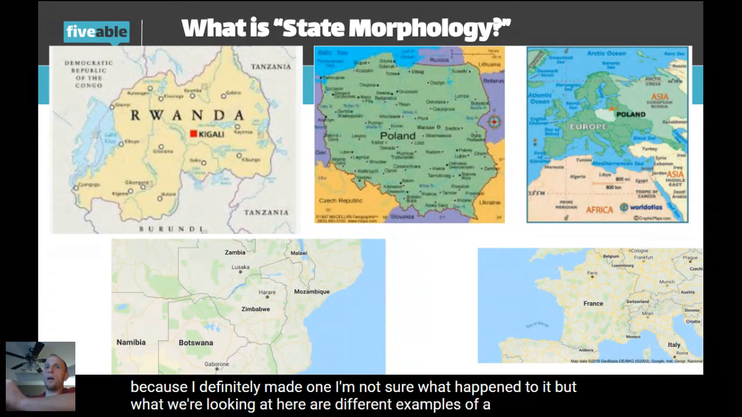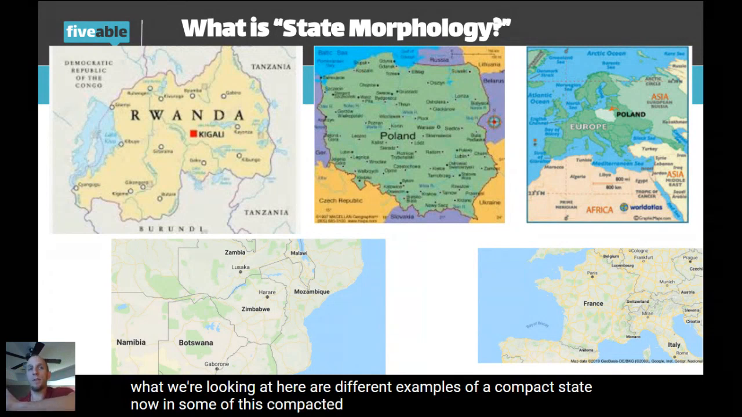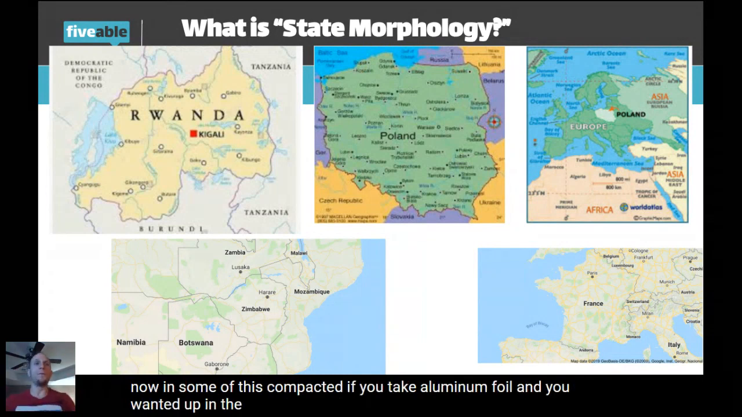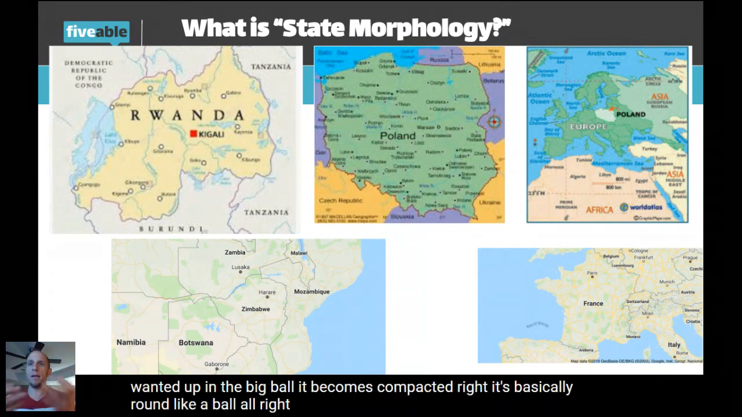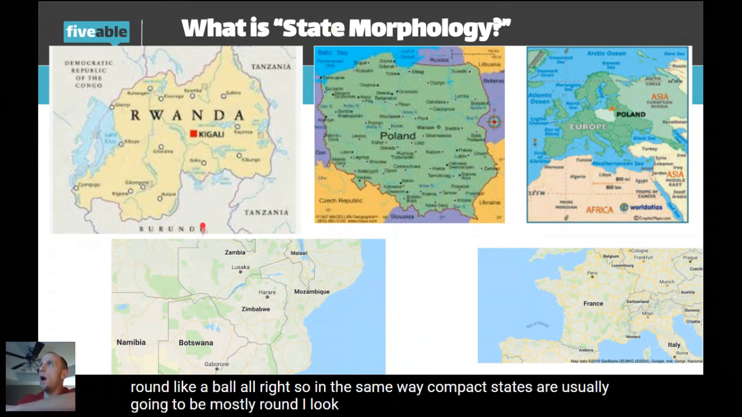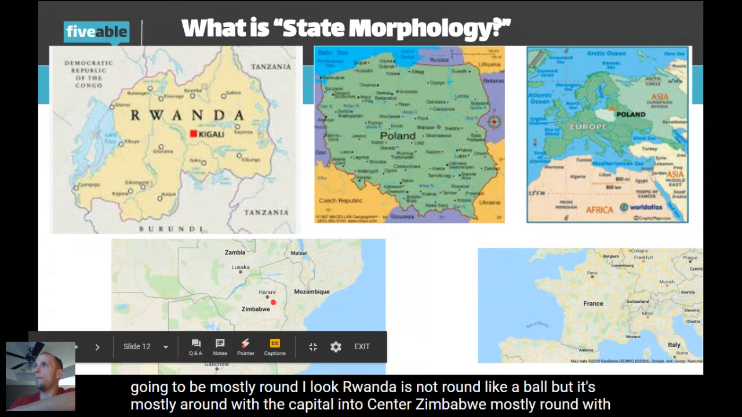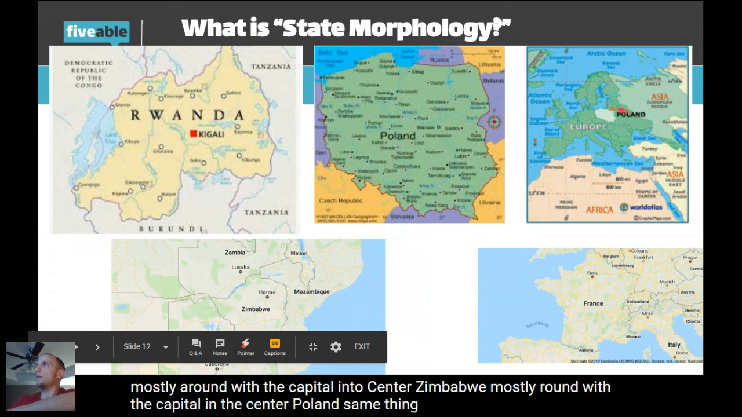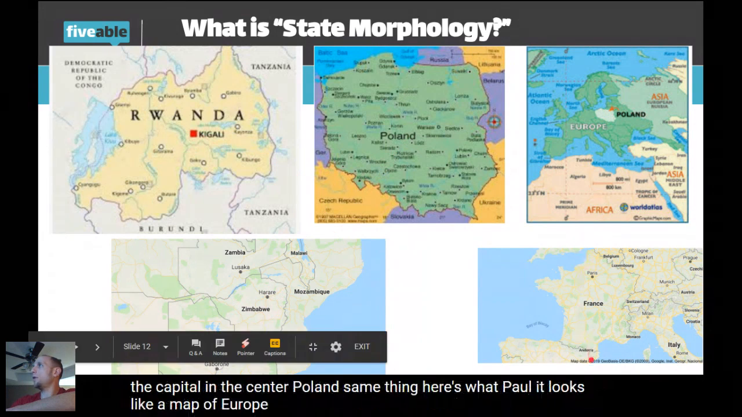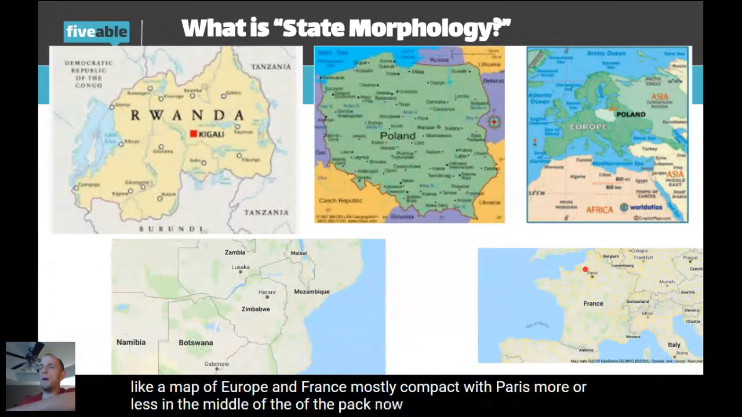But what we're looking at here are different examples of a compact state. Now, when something is compacted, if you take aluminum foil and you wad it up into a big ball, it becomes compacted, right? It's basically round like a ball, all right? So in the same way, compact states are usually going to be mostly round. Now, look, Rwanda is not round like a ball, but it's mostly round with the capital in the center. Zimbabwe, mostly round with the capital in the center. Poland, same thing. Here's what Poland looks like on a map of Europe. And France, mostly compact with Paris, more or less in the middle of the pack.